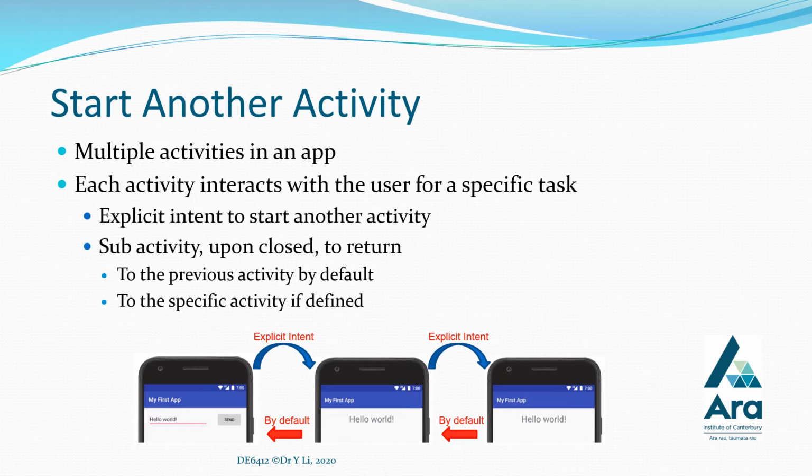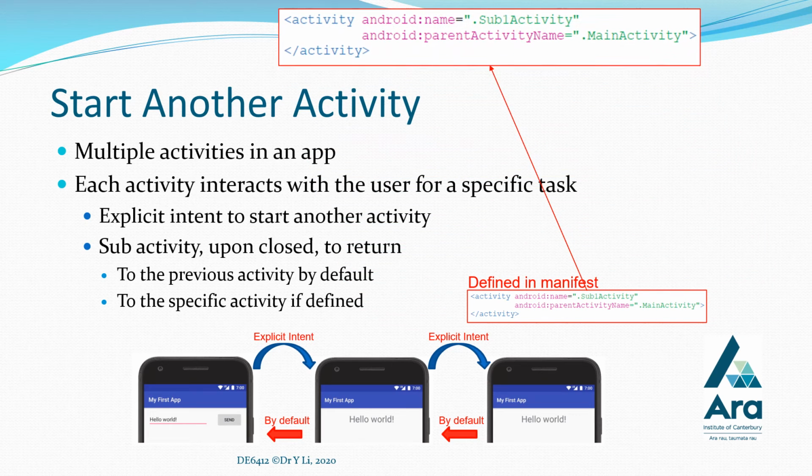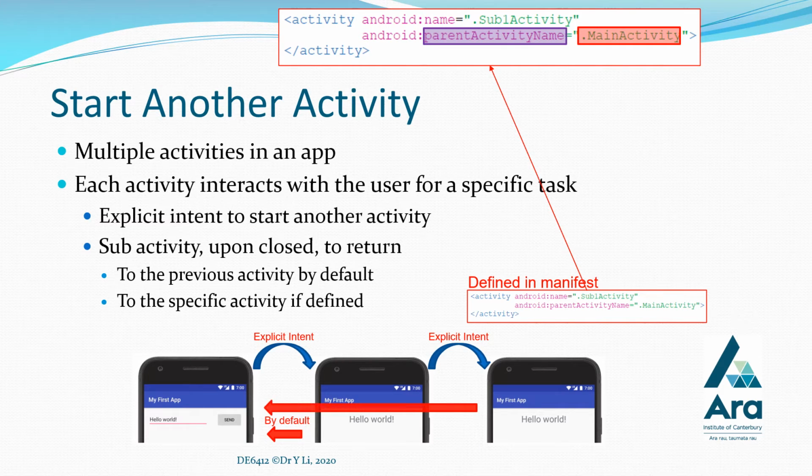The sub-activity can return to a specific activity if the parent activity is defined in the manifest file. In the attribute of the sub1 activity, we define the parent activity as the main activity. By doing so, the activity will not return to the previous one. Instead, it returns to the parent activity directly. When the parent activity is defined, the up button appears. Clicking the button will close the sub-activity and then return to the main activity directly.